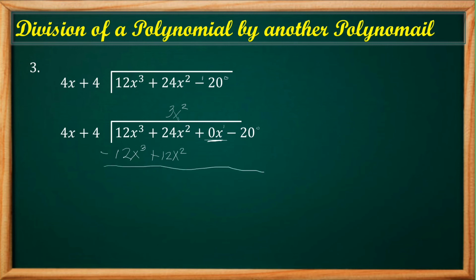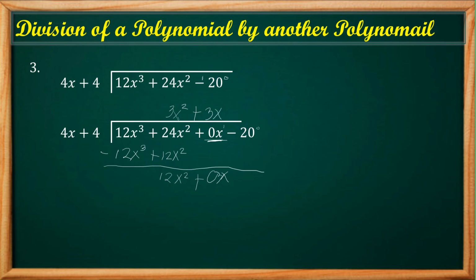Subtract. 12, 0. 24 minus 12 is positive 12. And then, copy x squared. Bring down 0, 0x. Ayan siya. 0x. Ayan, 0x. Then, 12x squared divided by 4x. 12 divided by 4 is positive 3. Then, x squared divided by x is x.